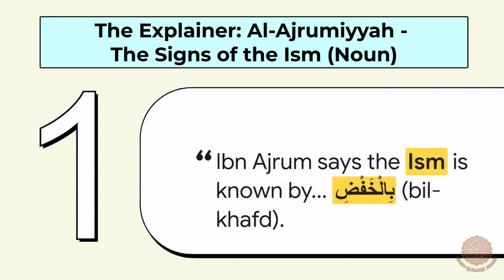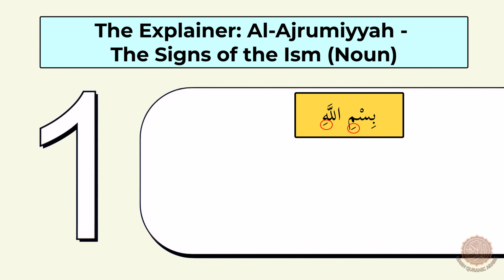This is a surefire test. If a word is in the state of khafd, it has to be an ism. A verb can never, ever be in this state. So you might be asking, how does a noun get into this state of khafd? It doesn't just happen by itself. Something has to cause it.